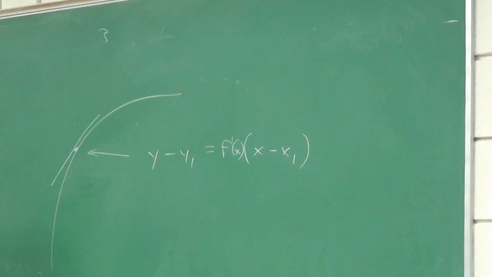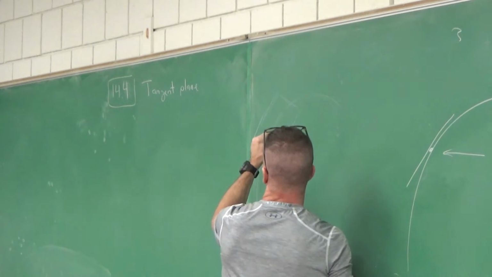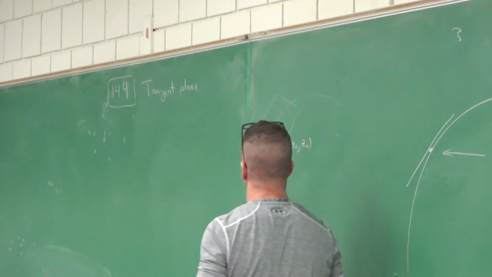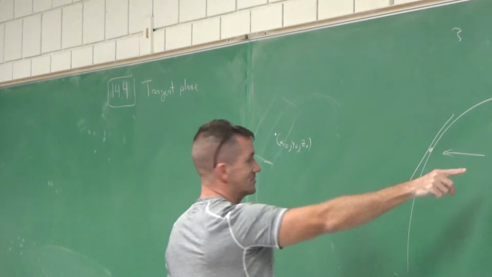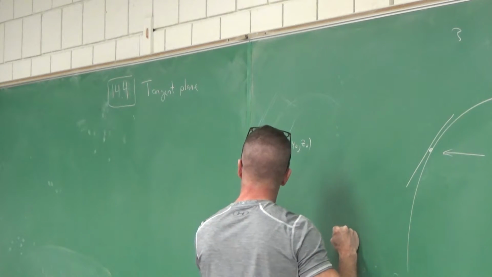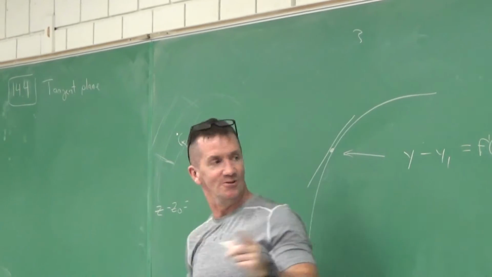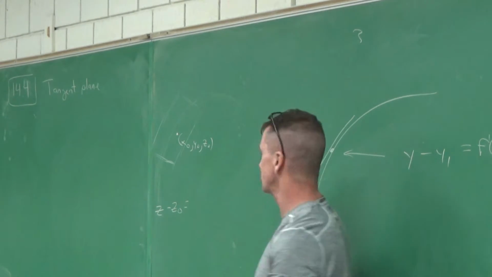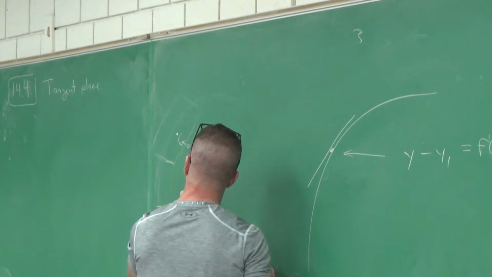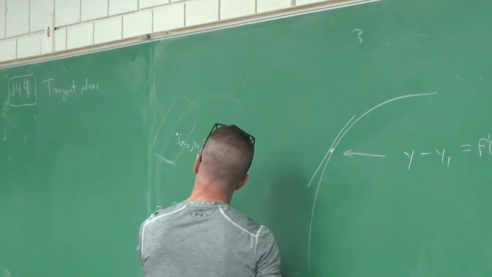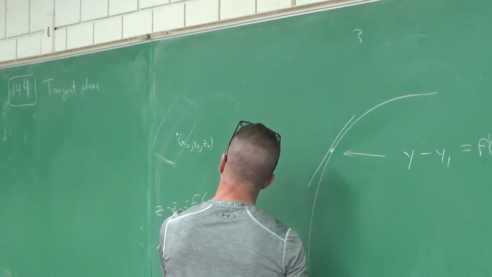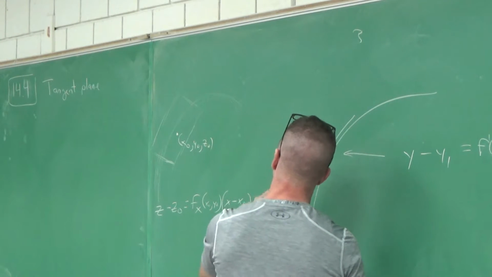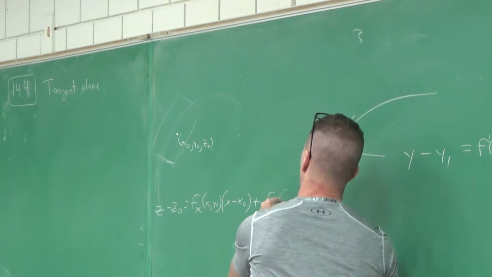The equation of a tangent plane is, at some point, let's use the point x naught, y naught, z naught. That'll be our point. The equation of a tangent plane will look just like this: z minus z naught equals, okay, I need this, but I need one for the x's and the y's now. Use partial derivatives. fx at the point, times x minus x naught, plus fy at the point, the partial derivative with respect to y, times y minus y naught.